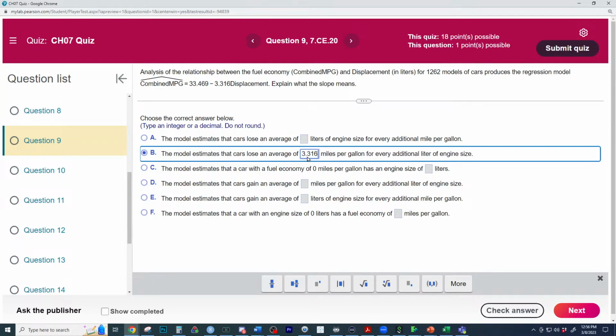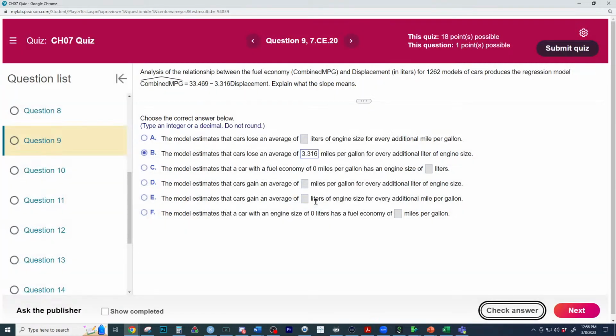So displacement is liter in engine size. So we would say here, for each additional increase in engine size in liter, we expect the miles per gallon of a car to decrease by 3.316 on average. So for each additional liter of engine size increase, we expect the miles per gallon of a car to decrease by 3.316 on average. And they want all the decimals. There we go, right there. Once again, write down your own interpretations.